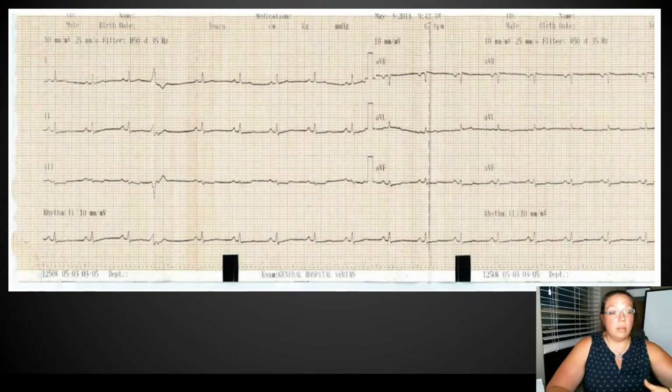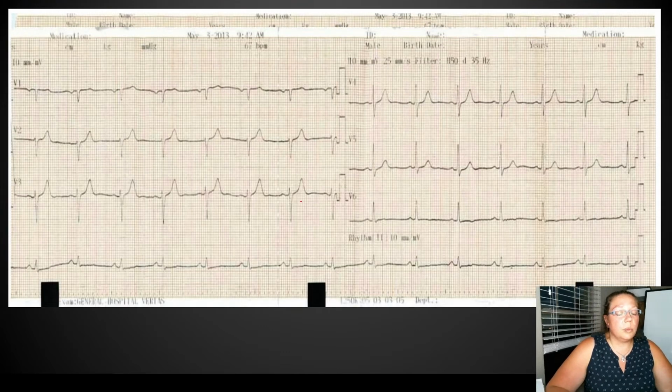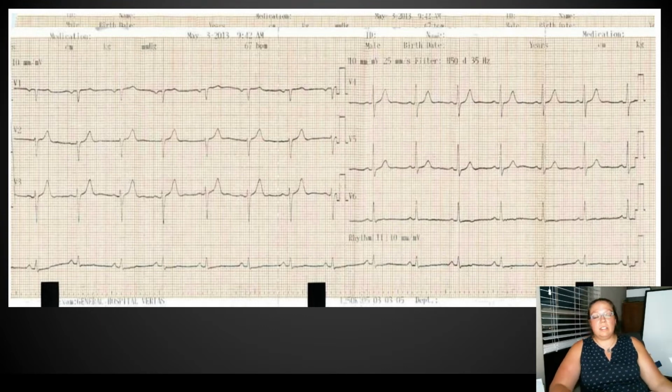So far this looks okay. There's no elevations. Everything looks almost like normal sinus rhythm. Let's look at the precordial leads. Again, there's no real ST elevation. Everything comes back to the isoelectric line. And if you were just to read a 12 lead, you'd be like, oh, this guy has normal sinus rhythm. He's just having some chest pain.